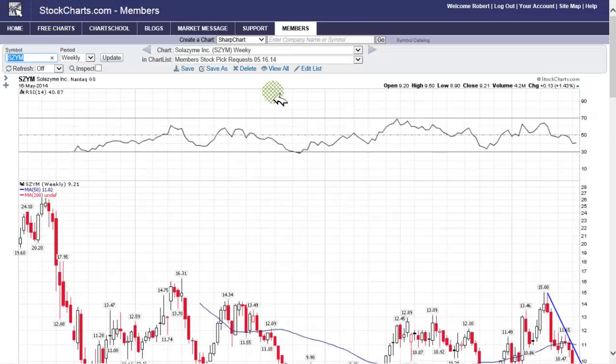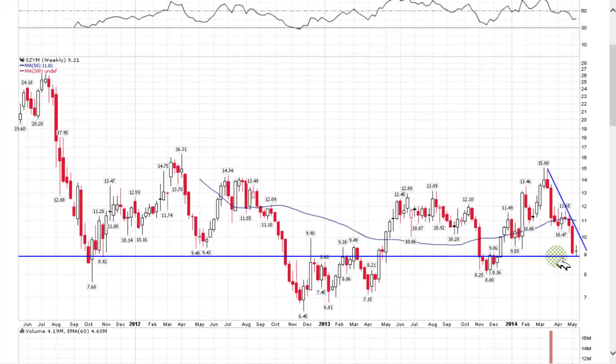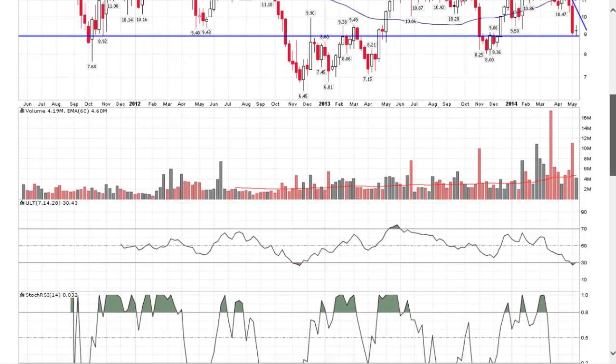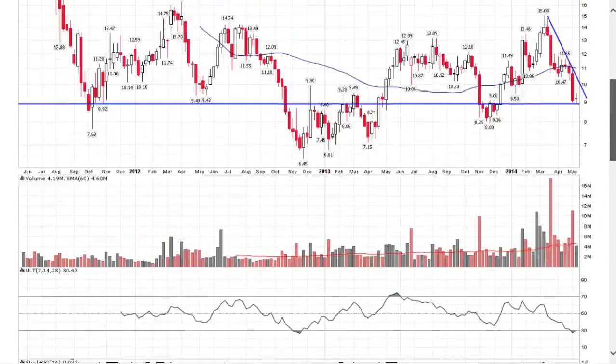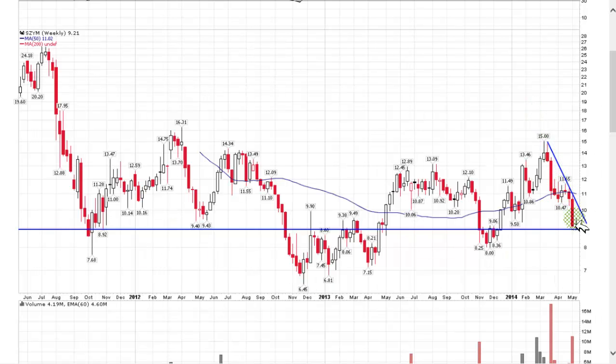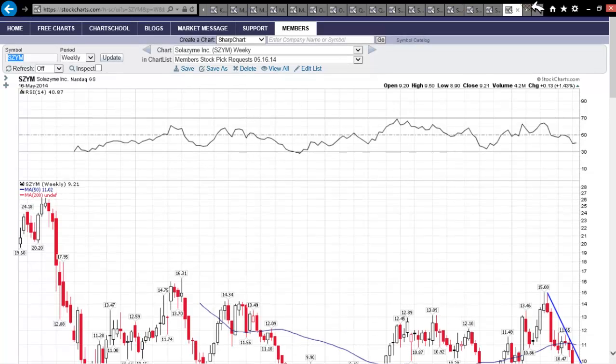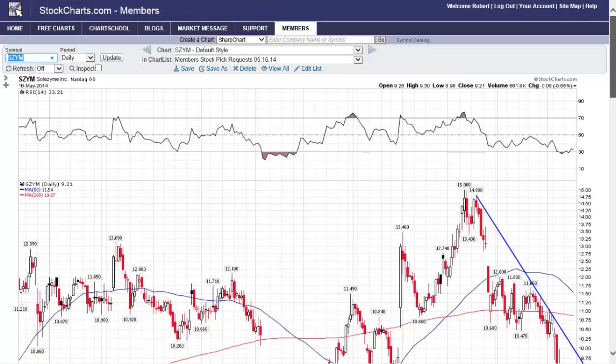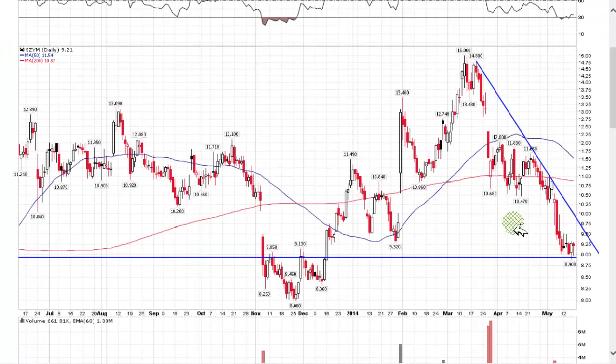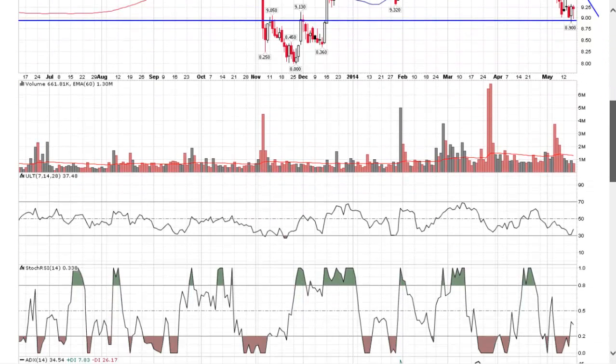SZYM, this is for our fellow member Rebecca, weekly chart. Hey Rebecca. I like the fact that it's at the lower band of its triangle formation. Good doji star formation last week, which is a sign of indecision between bulls and bears. That means that the trend reversal, which has been down, the probabilities favor longs, that the trend reversal is going to, in fact, occur to the upside. Daily chart, again, good risk to reward entry point.